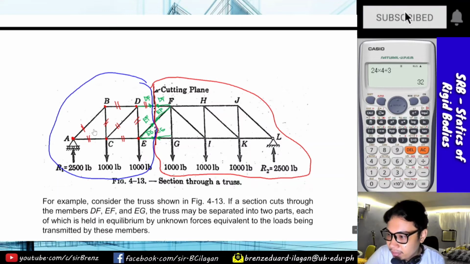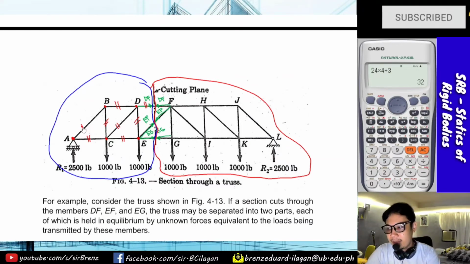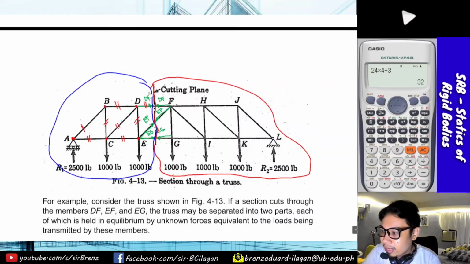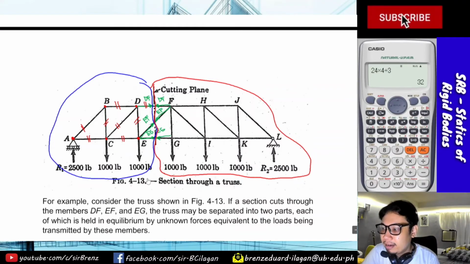So, how many free body diagrams did you make? 1, 2, 3, 4, 5. So you will do 5 equilibrium equations, 5 free body diagrams, which is very long. Unlike in the method of section, where you only make one cutting section.